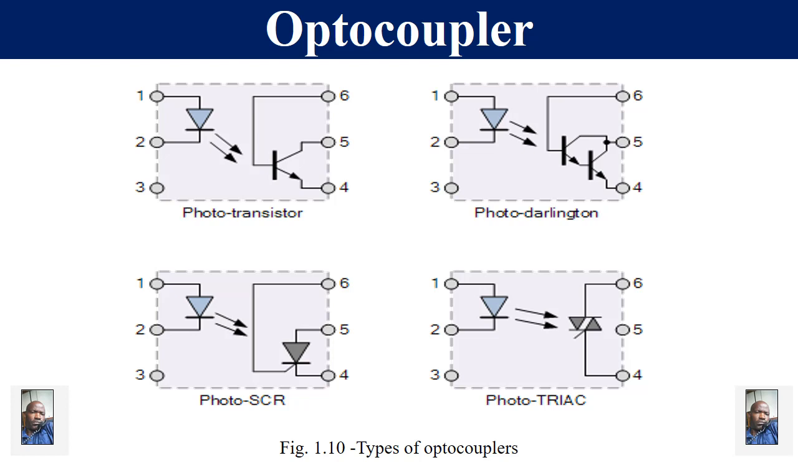The other type of optical coupler is one where we've got a silicon controlled rectifier and the light emitting diode. Then we have the phototriac. Those are power devices. We'll do them when we do power electronics. The important thing is you must be able to identify that it is an optocoupler, full stop.